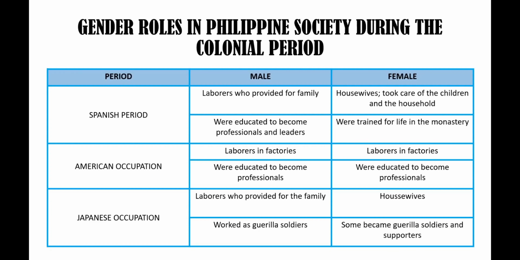Next, we have the Japanese occupation. Now we have here in the Japanese occupation, it changed again. So the males are the laborers who provide for the family, and of course, they work as guerrilla soldiers. And then for females, they become housewives again. Why did they become housewives again?